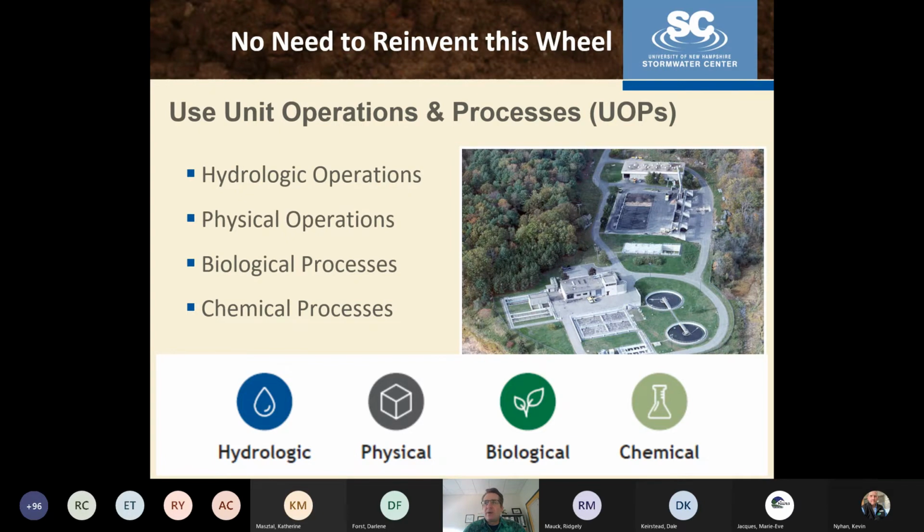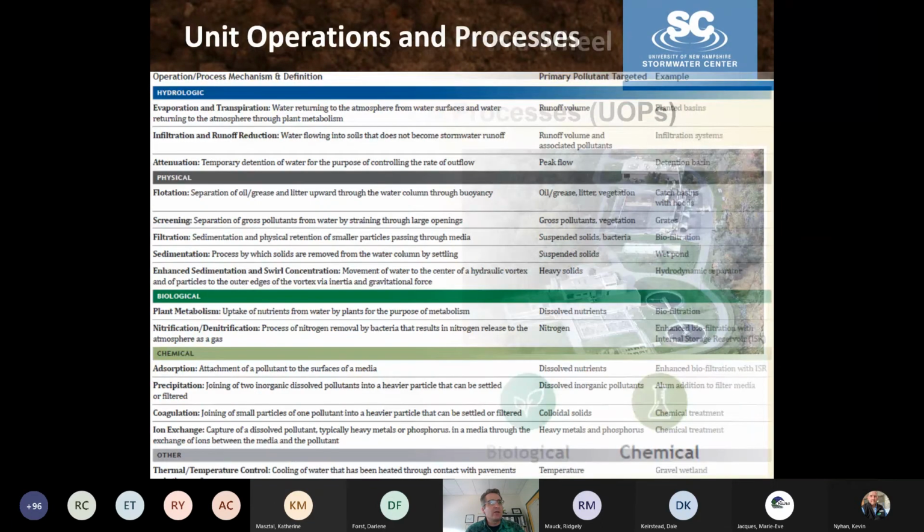But I would say what we've learned is performance is highly correlated with the types of unit operations and unit processes that these systems employ. And in stormwater, we really have 4. Operations are more physical: hydrologic and physical, flow alteration, and physical processes like sedimentation and filtration. And then processes are biological and chemical. I'll go over those in a little more detail.